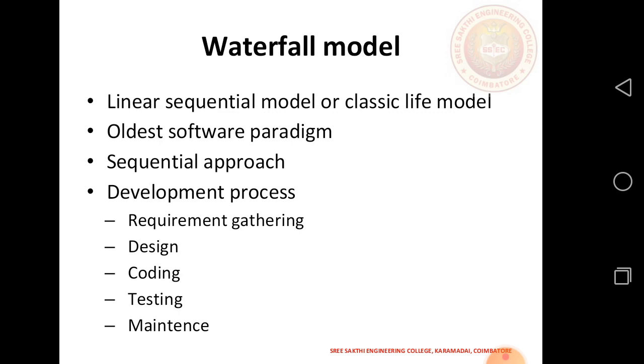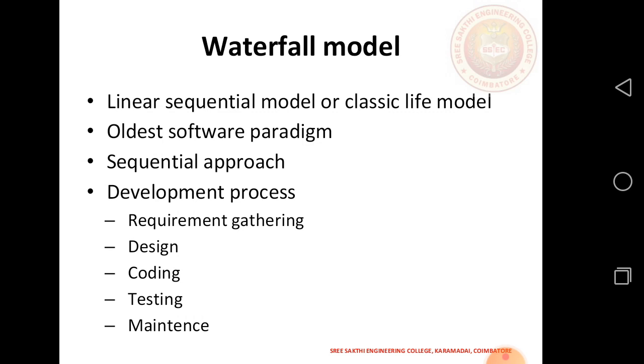The waterfall model is nothing but the linear sequential model or classic life cycle model. It is the oldest software development process. It is a sequential approach to the development process. The waterfall model is classified into five phases: requirement gathering, design, coding, testing, and maintenance.